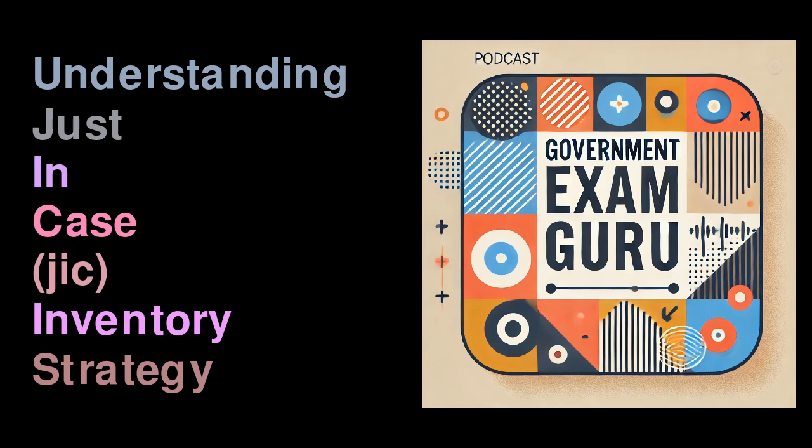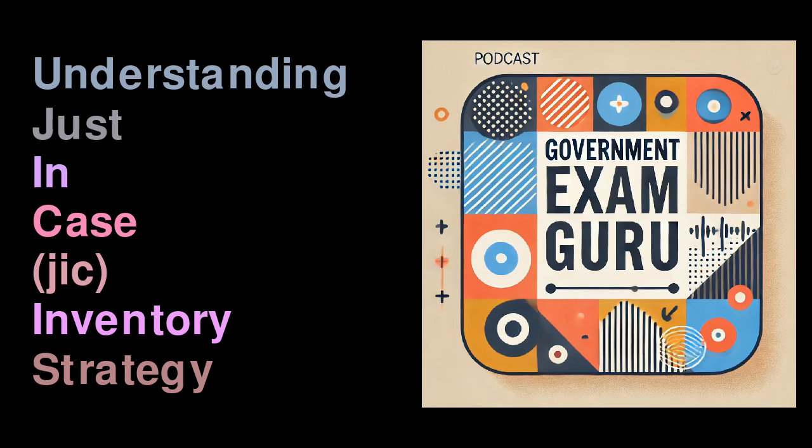Conclusion. The just-in-case JIC inventory strategy plays a crucial role in managing uncertainty in various industries. While it entails higher costs due to increased storage and potential waste, the strategy effectively reduces the risks associated with stockouts and maintains customer satisfaction.